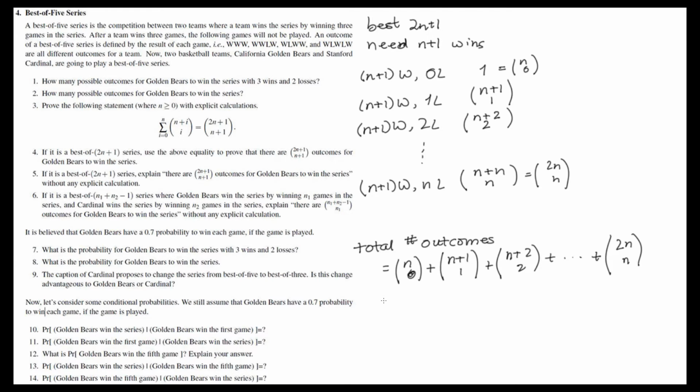This looks suspiciously like the summation from part 3, and in fact we can write it like that: i equals 0 to n of n+i choose i, and we know that this is equal to 2n+1 choose n+1 given the previous part, and therefore we're done.